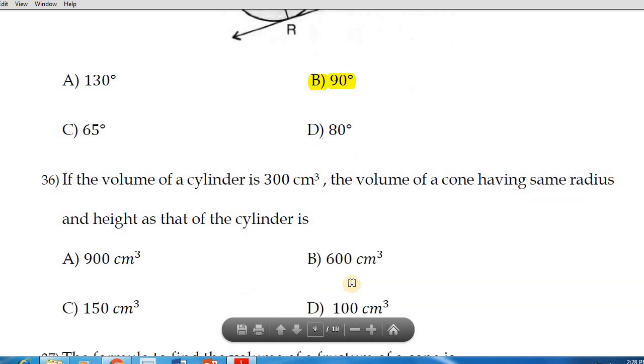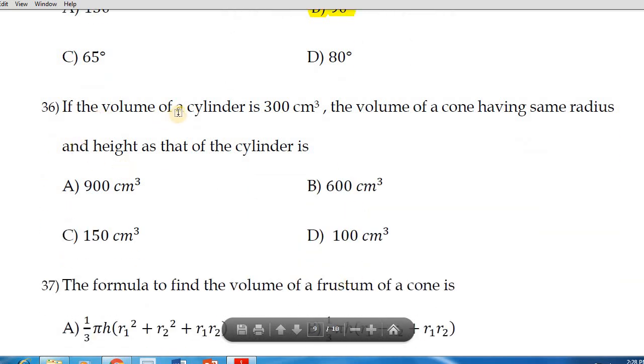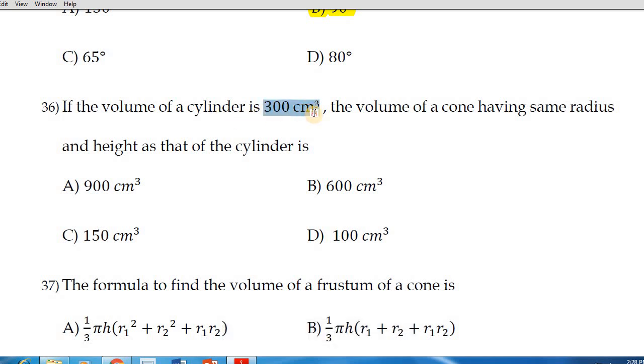Next, move on to another question. If the volume of a cylinder is 300 centimeter cube, the volume of a cone having the same radius and height as that of the cylinder is. See here, the volume of the cylinder is given and the volume of the cone they are asking to find, but that cone has the same radius as well as the same height.